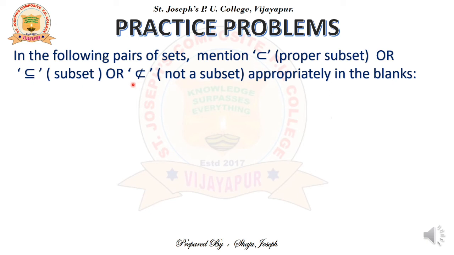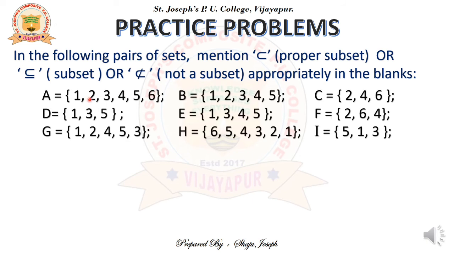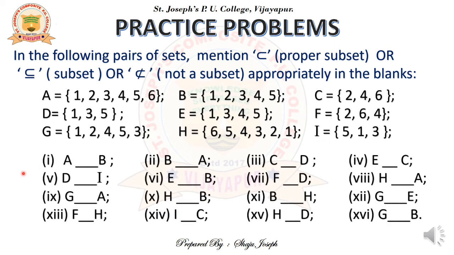Or if you feel that the first one is not a subset of the second one, if you find at least one element in the first set which is not in the second set, then you can say that it is not a subset. So use any one of these three appropriately and fill in the blanks. Here are some sets given to you: A, B, C, D, E, F, G, H, I. Elements are in their braces or flower brackets. This is what you have to solve. You have got only 16 problems, not much. You are supposed to put any one of these three symbols: proper subset, subset, or not a subset.